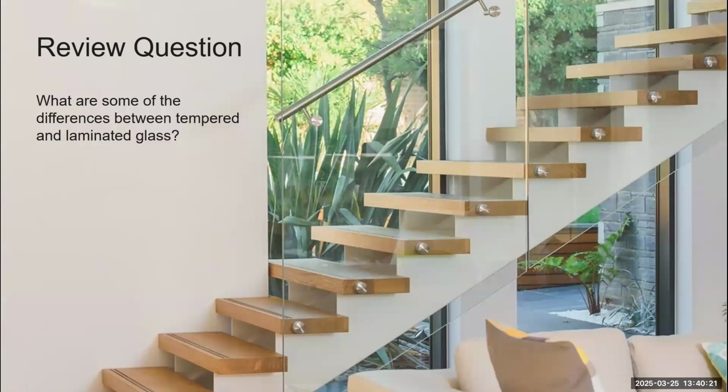So a review question here. What are some of the differences between tempered and laminated glass? Well, pause for a second and answer that to yourself. So the answer is it's not really a difference. One is incorporated into the other, really, when we have a guardrail system. Tempering is tempering of the plate glass itself to strengthen the overall plate glass. And then laminating is taking that tempered plate glass, bringing it together with an inner layer, and creating an overall really strong glass assembly.